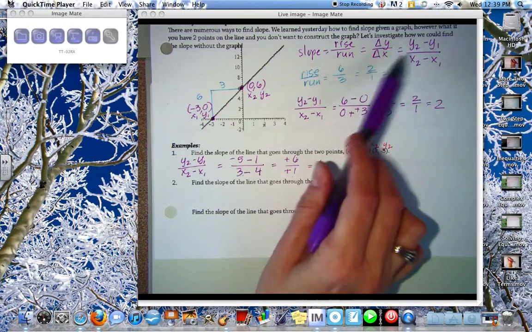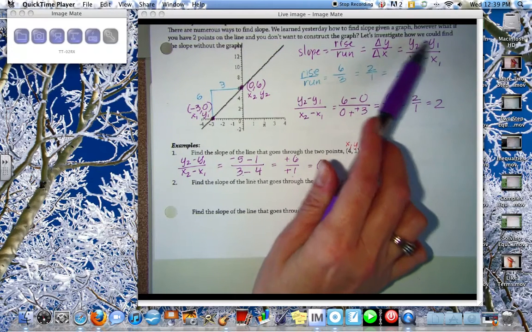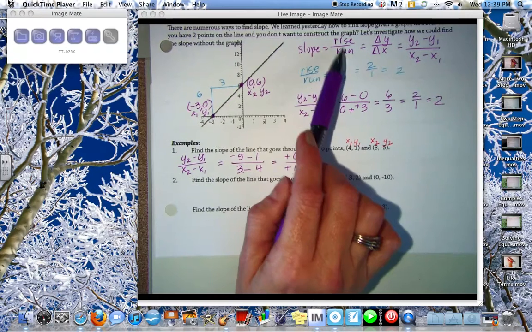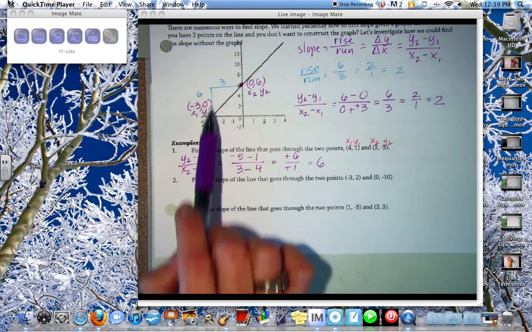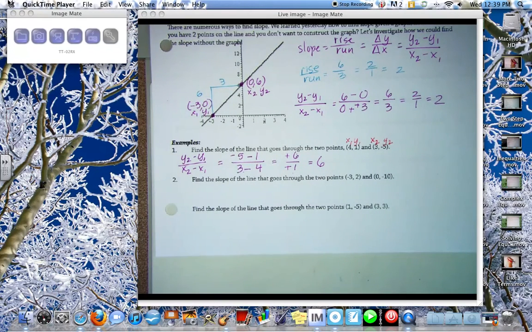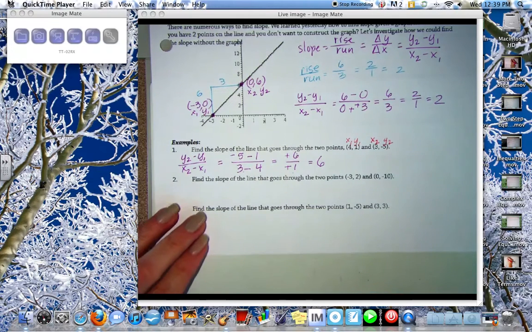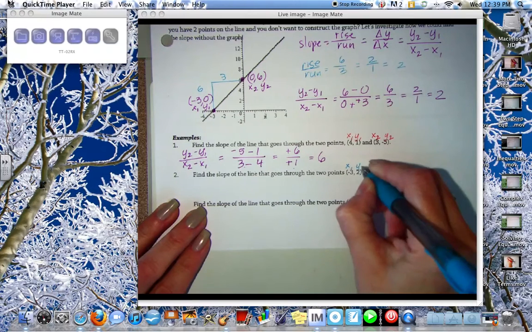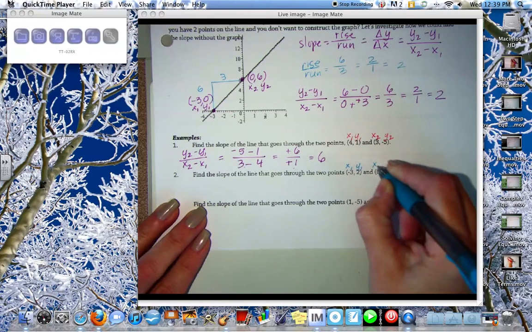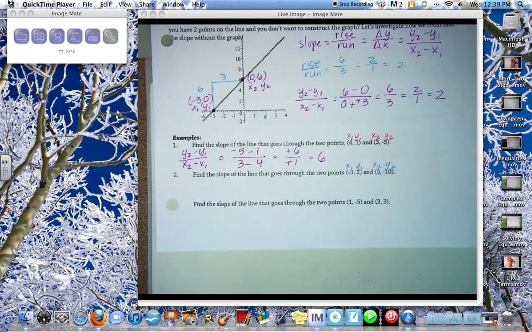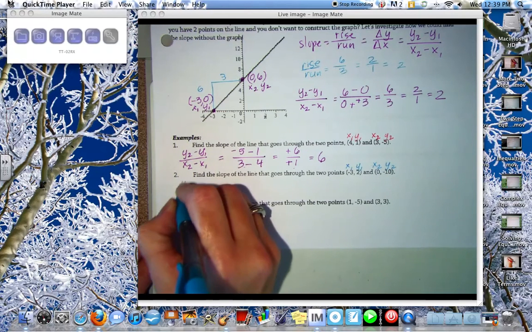So the formula is telling us to find the change in y over the change in x, which is what we were doing yesterday by looking at the graph. We were looking at the rise, which is the change in y over the change in x. All right, example 2. Find the slope of the line that goes through the 2 points, negative 3 and 2, and 0, negative 10. So here's x1, y1, x2, y2. And I'm going to write down the formula again.